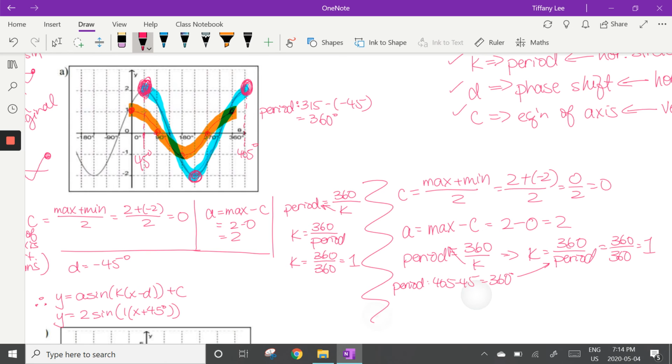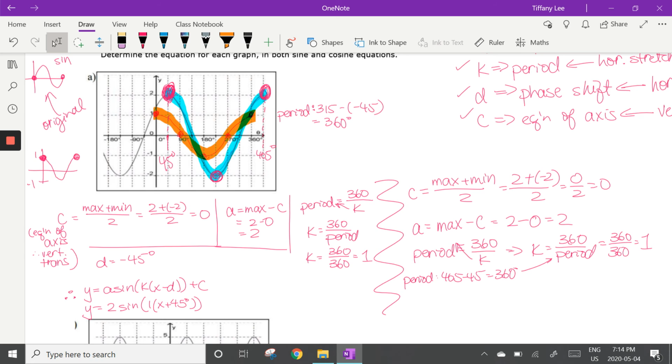Now, take a look and compare our C, A, and K value for both sine and cosine. Notice that they're the same. C equals 0 here. C also equals 0 for our cosine graph. For our sine graph, our amplitude is 2. For our cosine graph, our amplitude is also 2. For our sine graph, our k value is 1 and the period is 360. For our cosine graph, the period is also 360 and the k value is 1. Right? So there is that similarity between the sine and the cosine graph.